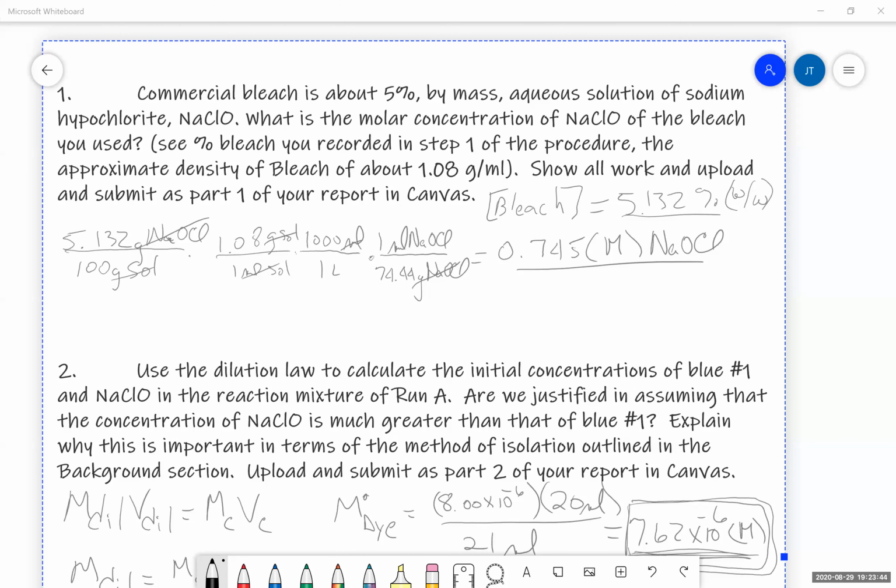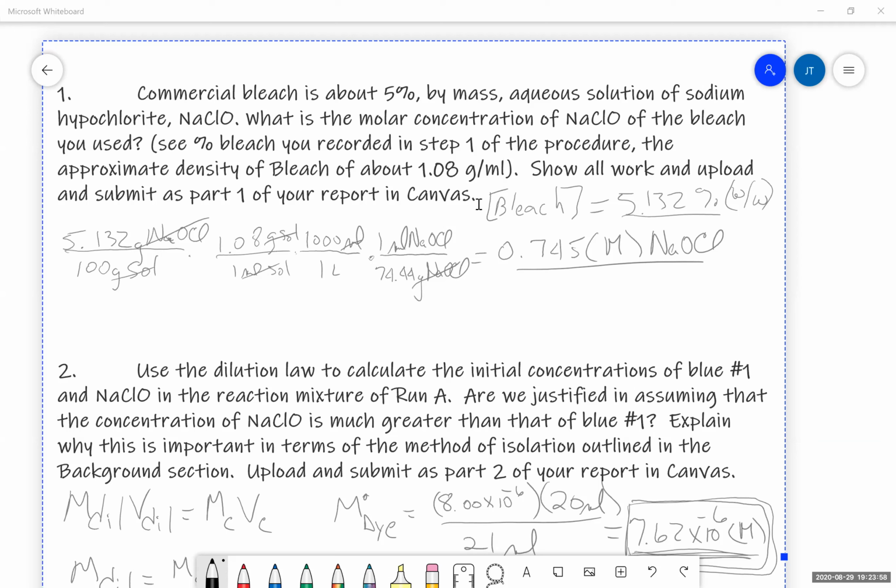Hi everybody. I want to go over the first part of experiment 1 calculations for your report in this video. So what I want to do is share my screen, and here's number 1, 2, and 3 for that report. In 1, it asks you to calculate the concentration of bleach in units of molarity.